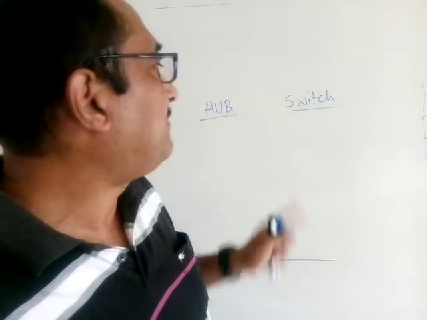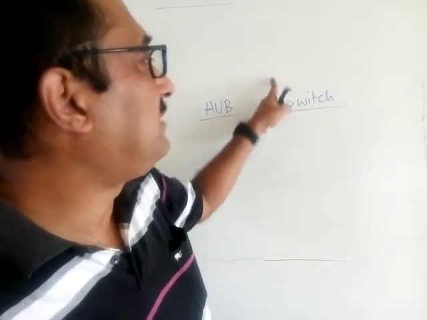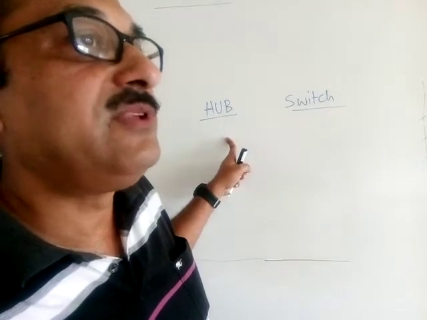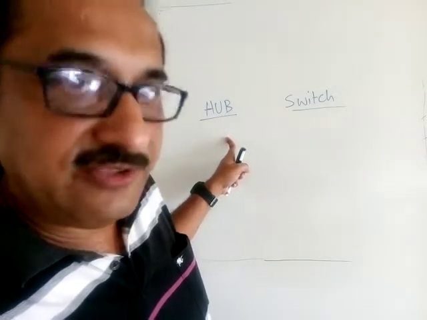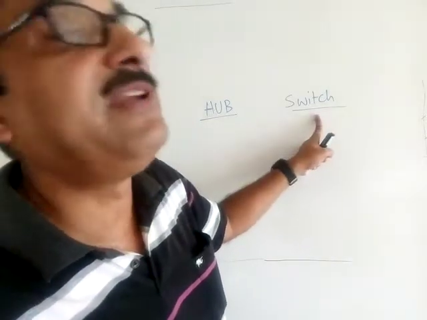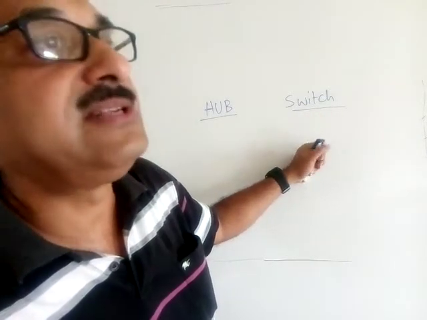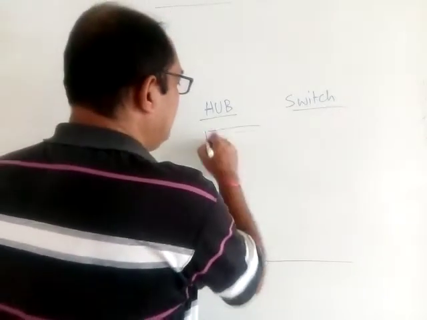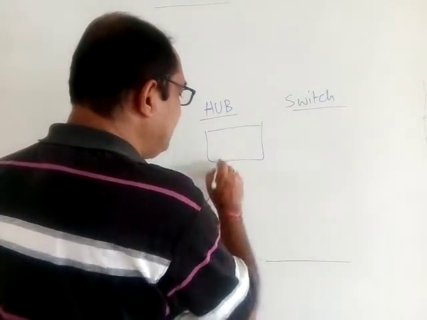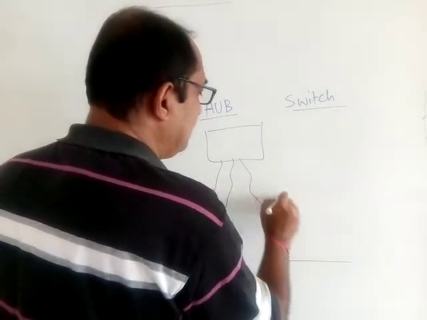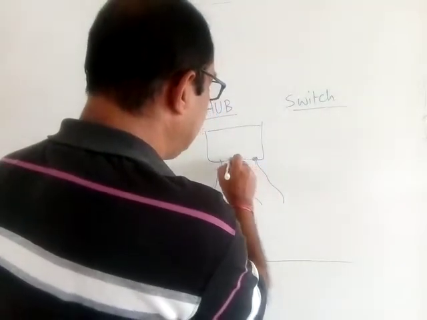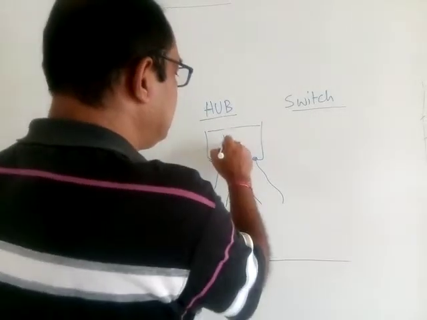What happens in a hub and a switch, if we make a comparative study, we will see in a hub the data transmission will not be so effective, but in a switch it will be very effective. Why? What is the reason? Basically, imagine this is a hub, and various networking cables have come from different computers and got connected to its ports.